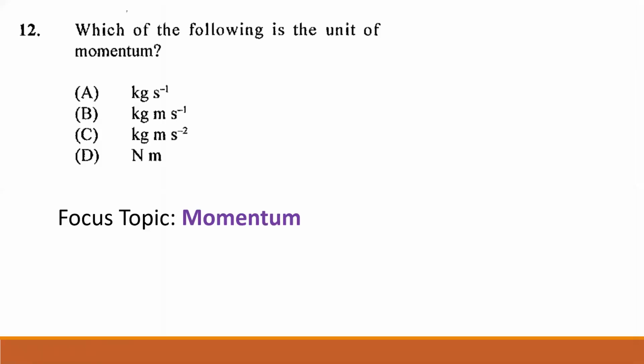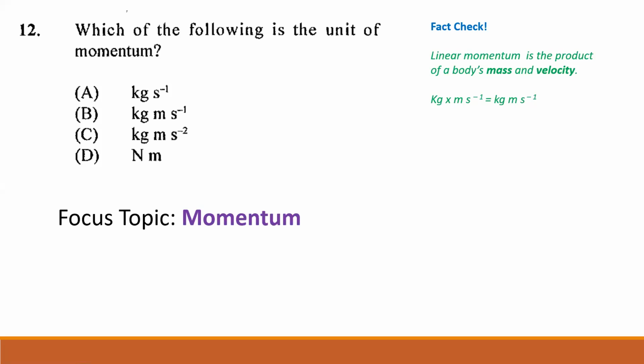Which of the following is the unit of momentum? Momentum is the product of mass and velocity. So if we multiply the unit of mass, which is kilogram, by the unit of velocity, meters per second, we get kilogram meters per second, and that's B.